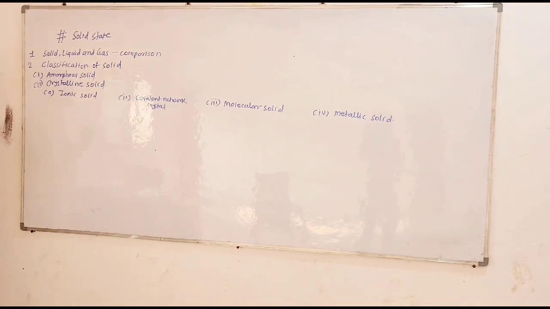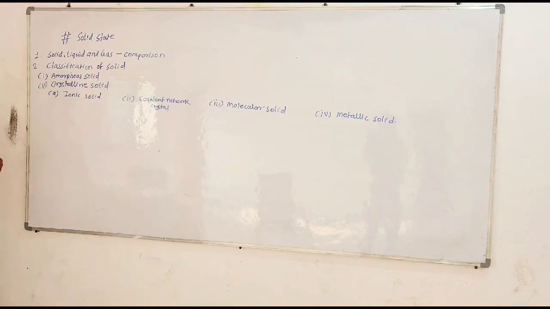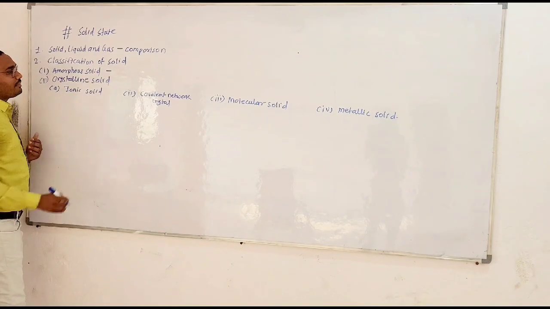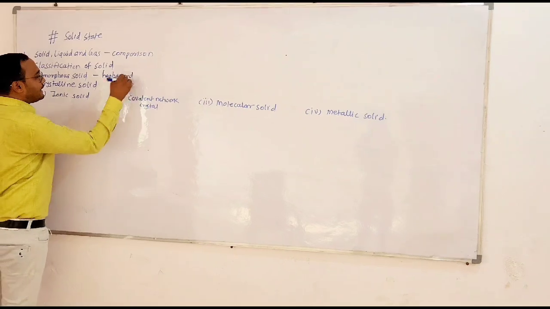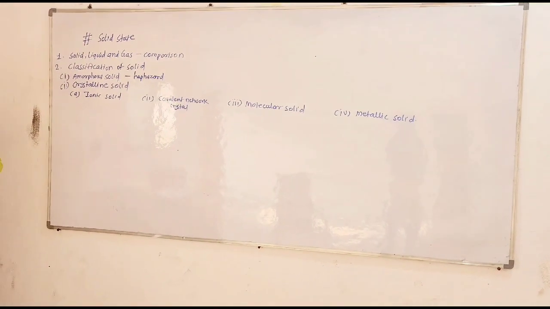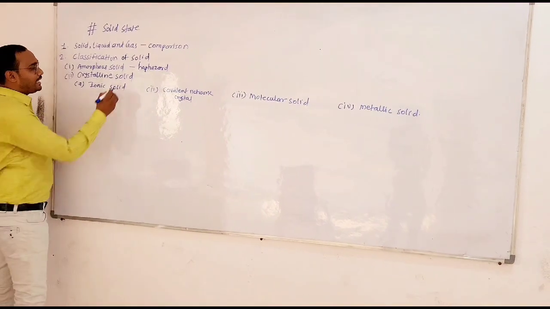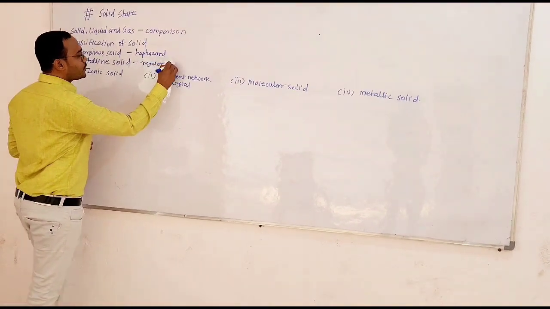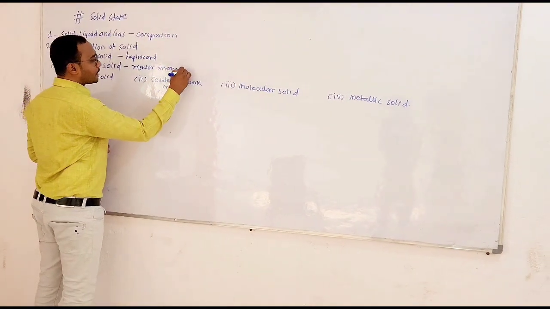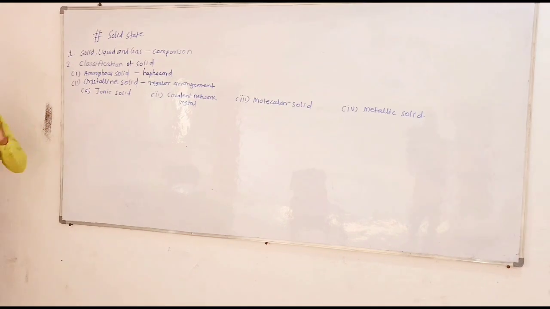How are we going to classify a solid as amorphous? By looking at the arrangement of constituent particles. If the arrangement is haphazard, we classify that solid as an amorphous solid. But in the case of crystalline solids, if there is a regular arrangement of constituent particles, then we classify that solid as a crystalline solid.